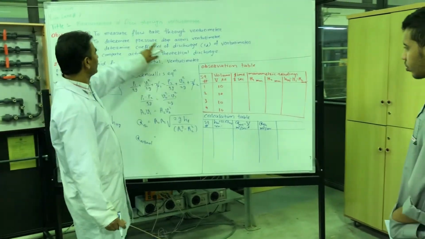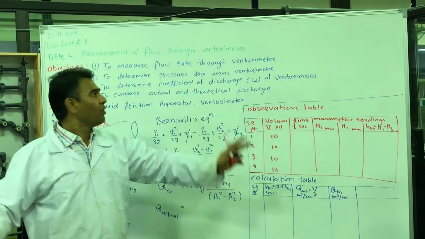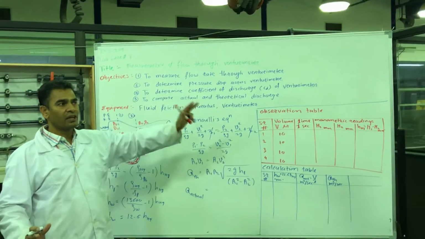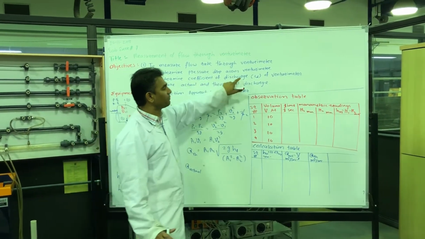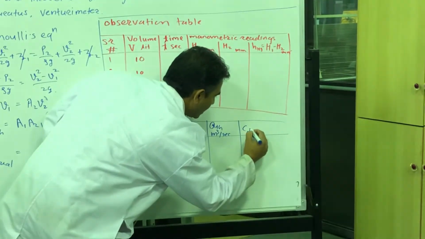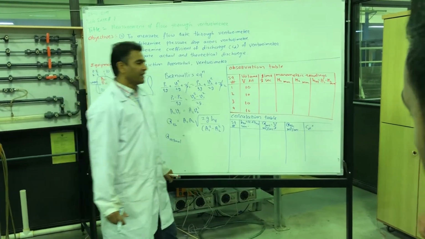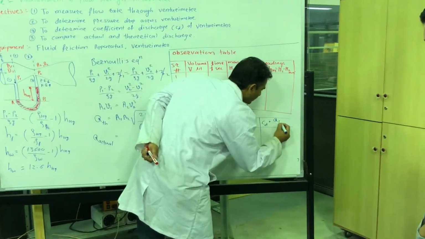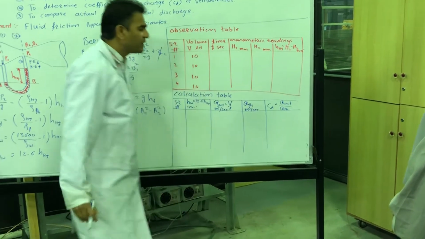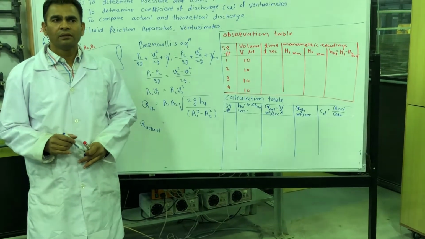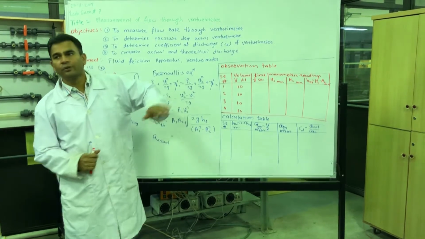Then what is asked? What is my objective? I'm not memorizing the table. What is our aim, what is our procedure and what is our objective? From the objective, it is asked to find out the coefficient of discharge. It is denoted by CD. So coefficient of discharge is defined as Q actual over Q theoretical. Now why Q actual over Q theoretical? Why not Q theoretical over Q actual?